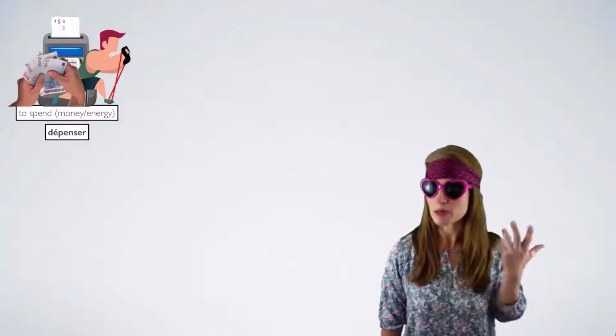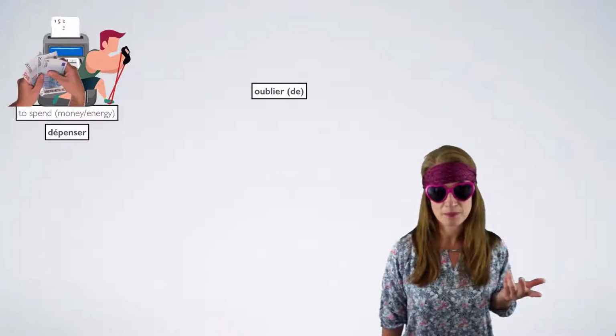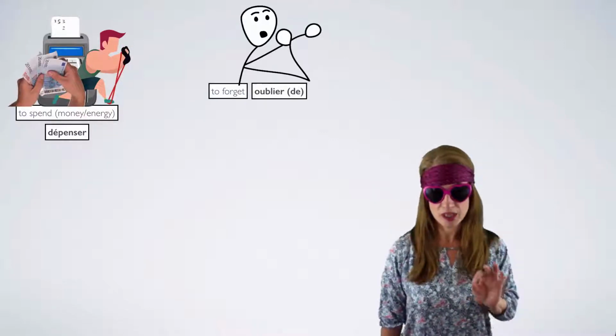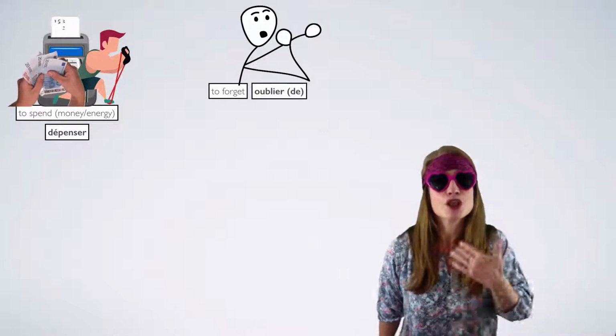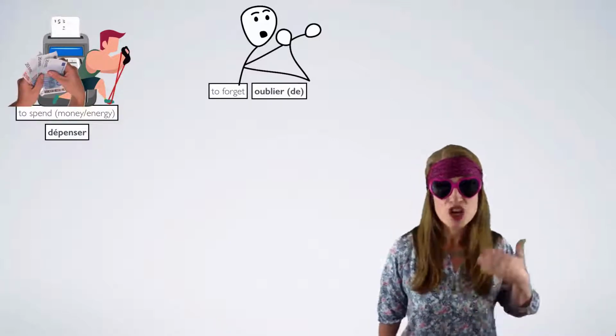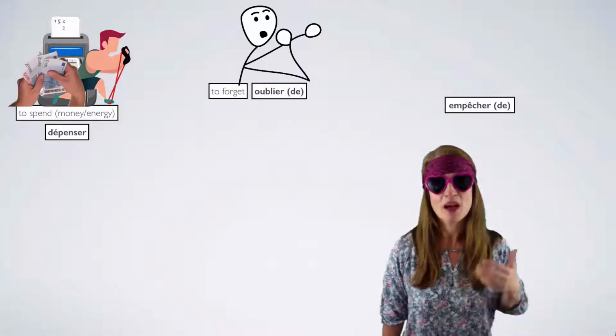So let's practice some regular ER verbs that we will use in context afterwards. What does dépenser mean? To spend, as in to spend money or energy. Oublier. To forget. If you forget a noun, you don't need the word de afterwards. J'ai oublié mon portefeuille. But if you forget to do something, if you're following it with an action, you need the de in between. J'ai oublié de faire mes devoirs. I forgot to do my homework.